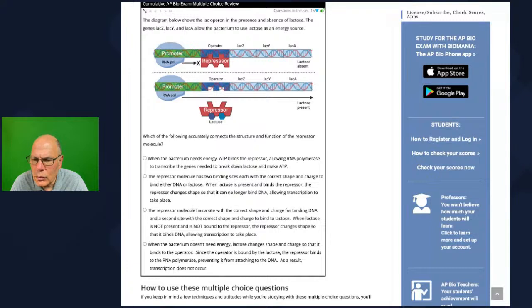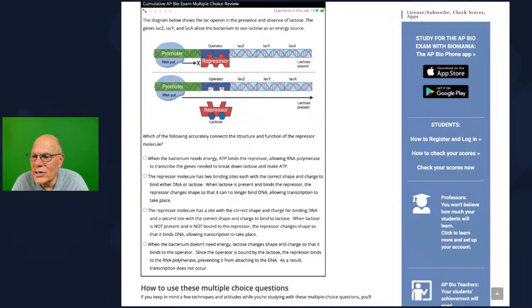1. When the bacterium needs energy, ATP binds the repressor, allowing RNA polymerase to transcribe the genes to break down lactose and make ATP. 2. The repressor molecule has two binding sites, each with the correct shape and charge to bind either DNA or lactose. When lactose is present and binds, the repressor changes shape so that it can no longer bind DNA, allowing transcription to take place.